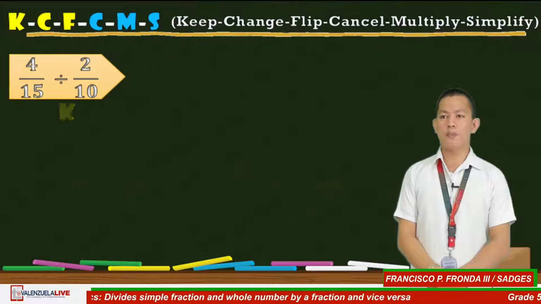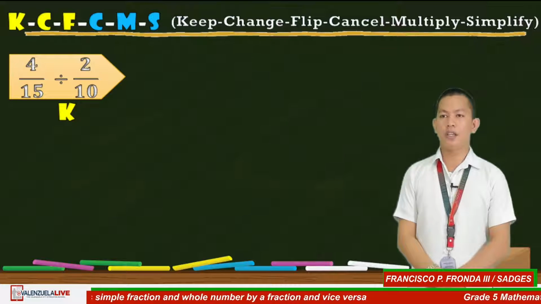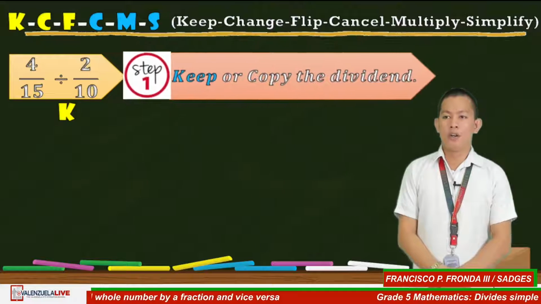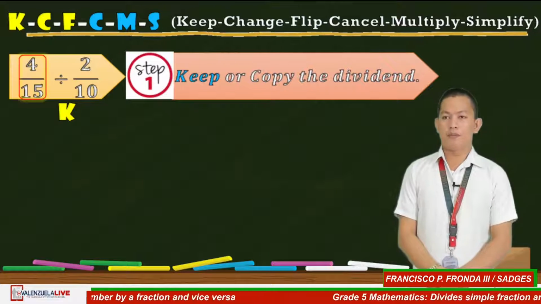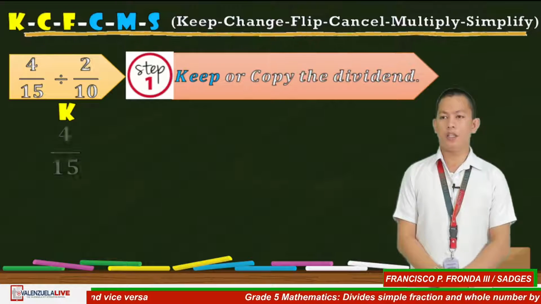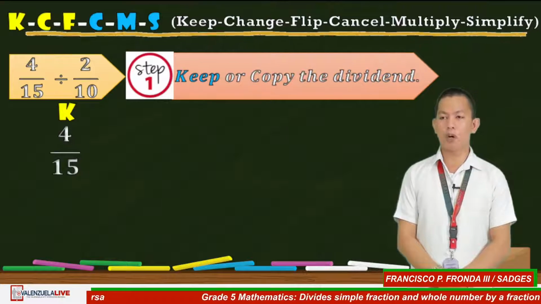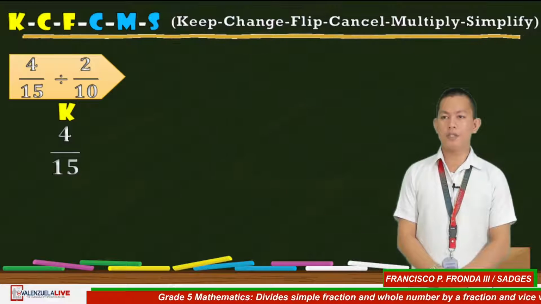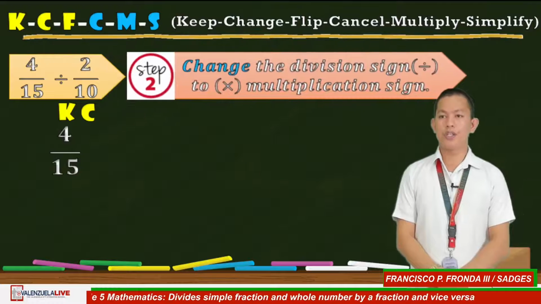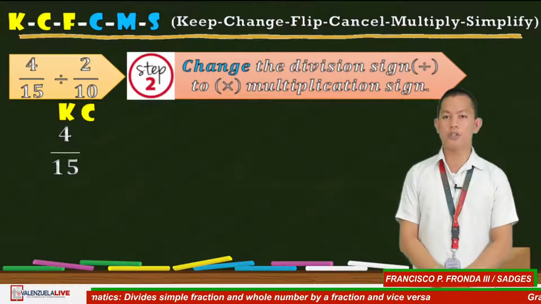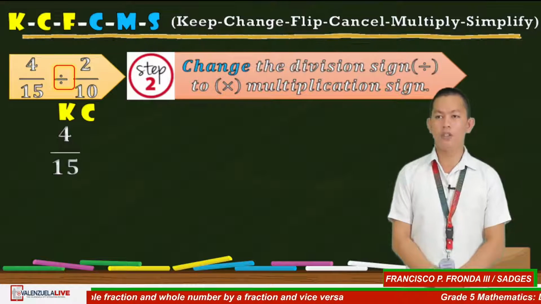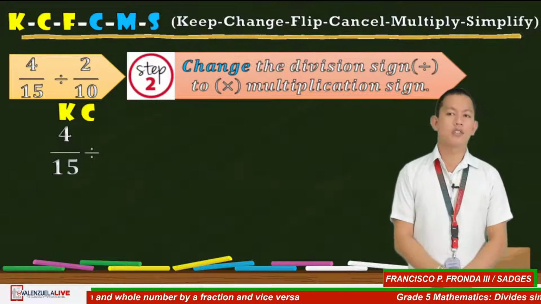So let's proceed to letter K. K means keep. So we're going to keep 4/15, or you just copy the dividend. Our dividend is 4/15, and then copy or keep 4/15. Then let's proceed to letter C, or step number 2. You just change the division sign to multiplication sign.